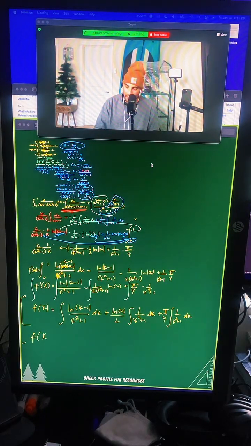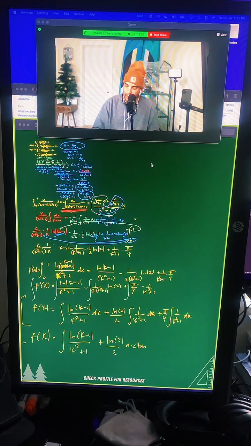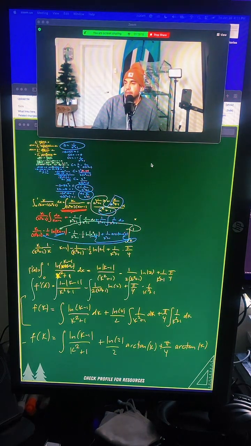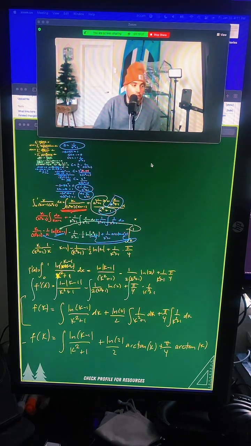So now this whole thing is equal to, I don't know what this integral is. This is where I get stuck. This is plus natural log of 2 over 2 arctan of k plus pi over 4 arctan of k. And this is where I leave off. I don't know what to do with this. So take a screenshot of this, guys. Try to practice with this and mess around with it. This is literally just me trying to understand it myself. I don't know how to arrive at the answer.